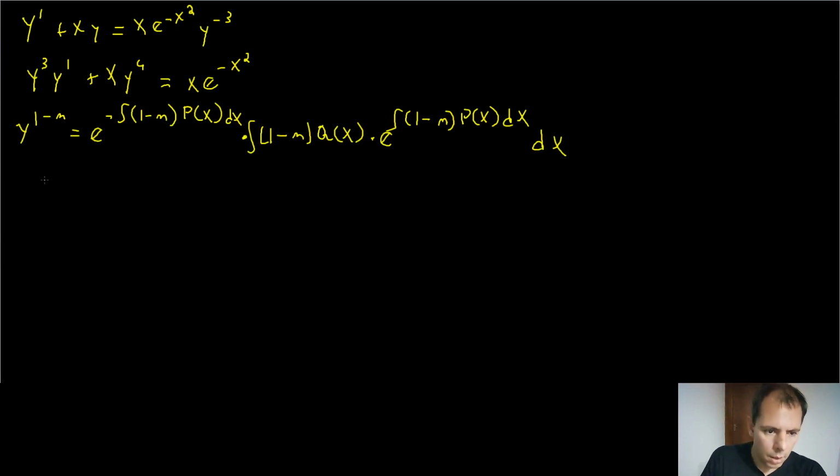Okay, so let's worry about this thing now. Well, actually it's this one. So u of x, which is the integrating factor, is going to be equal to e to the integral of 1 minus n. Well, n in this case is minus 3, so 1 minus minus 3, 1 plus 3, 4, times p(x). Now what is p(x)? p(x) in this case is this one, right?